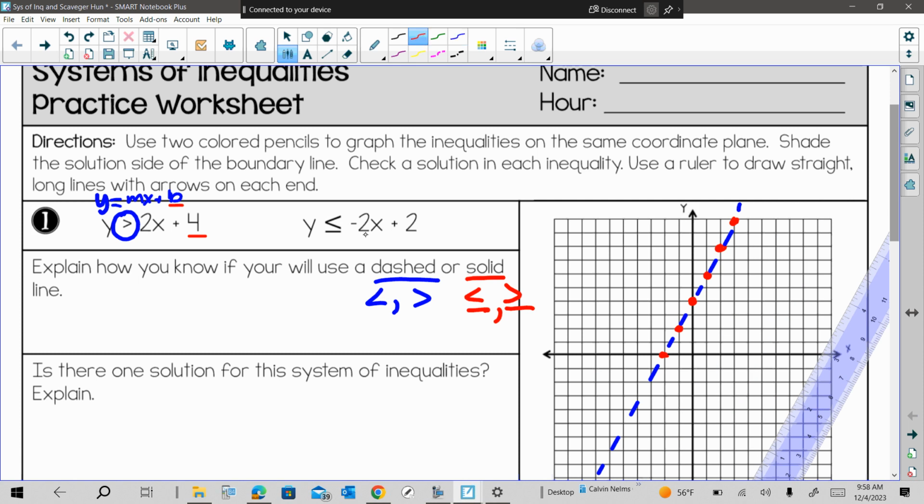Our second equation, y is less than or equal to, oh sorry, I've got to shade first. Because we have greater than, this symbol is greater than, so you shade above. So this is my line. Above the line would be here to the left.